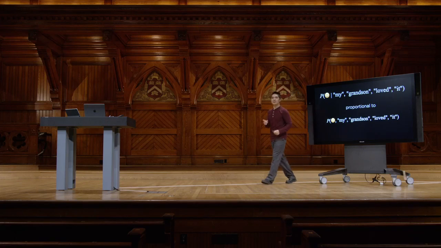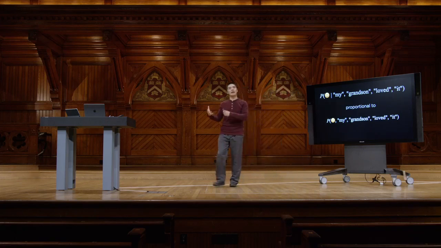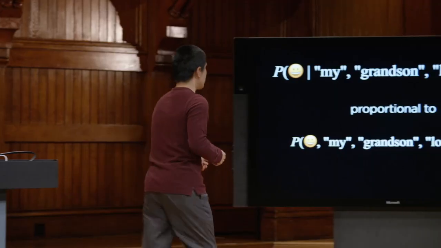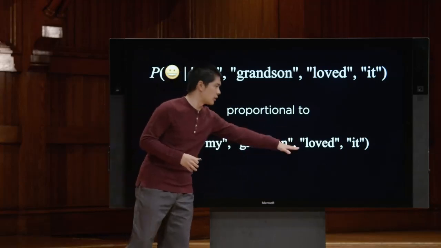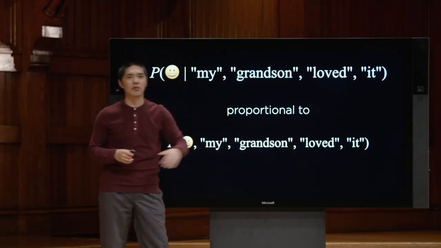And here's where we need to make one more assumption. And this is where the naive part of naive Bayes comes in. We're going to make the assumption that all of the words are independent of each other. And by that, I mean that if the word grandson is in the review, that doesn't change the probability that the word loved is in the review, or that the word it is in the review, for example.